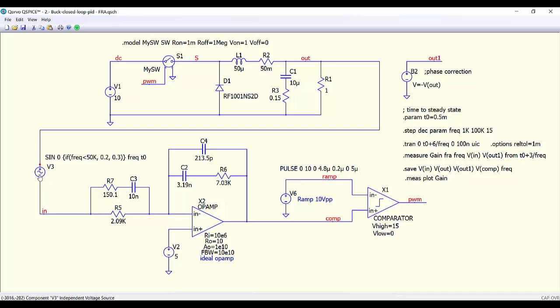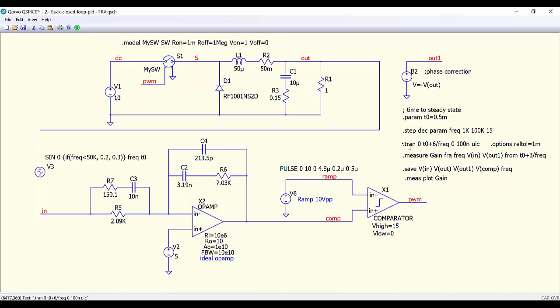For this, we include this voltage source here in the loop, as we have seen in other videos, and we are modifying the amplitude of the perturbation. If we are at low frequencies below 50 kHz, the amplitude is going to be 0.2 volts, and at frequencies higher than 50 kHz, the amplitude is going to be 0.3. I have tested several values, trying to get the better response for the loop gain.